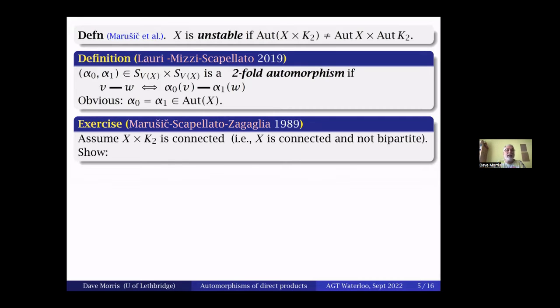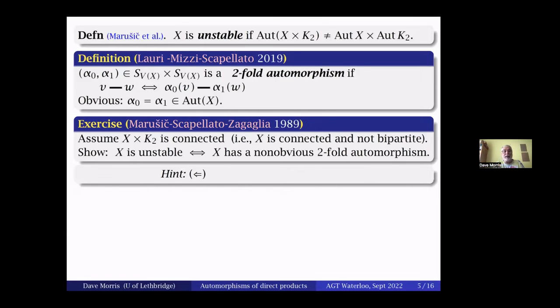It's an exercise to show that X is unstable if and only if it has a twofold automorphism that is not obvious, not just an automorphism doubled. Let me give you the hint. Going from right to left, if you have a twofold automorphism, you've got two permutations of the vertices: do alpha 0 on the bottom layer and alpha 1 on the top layer. It's the exercise.